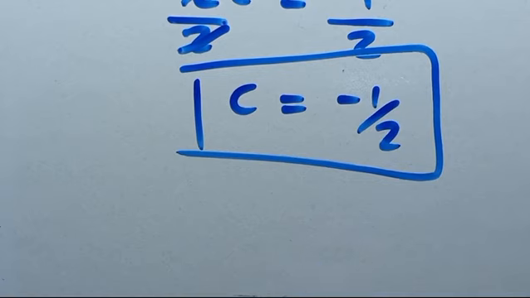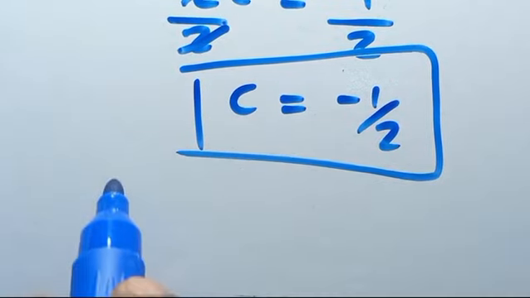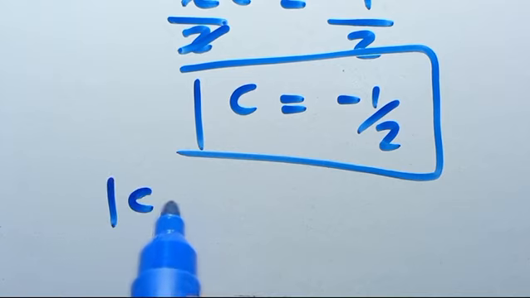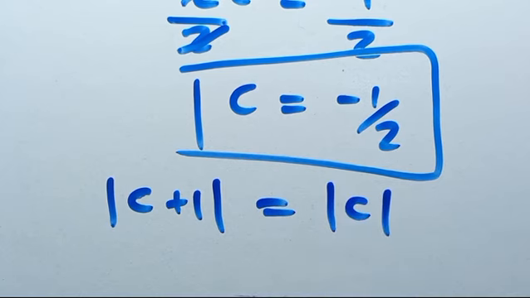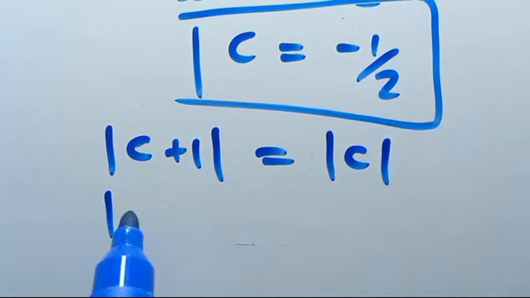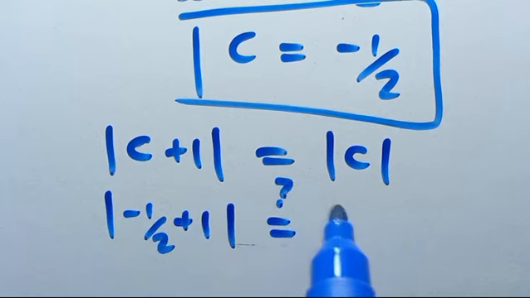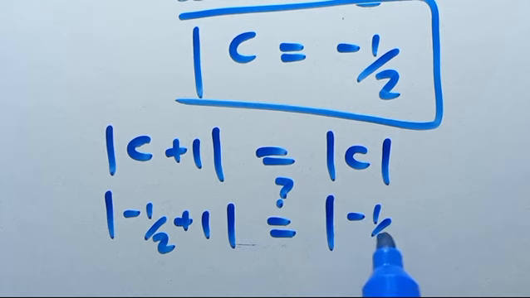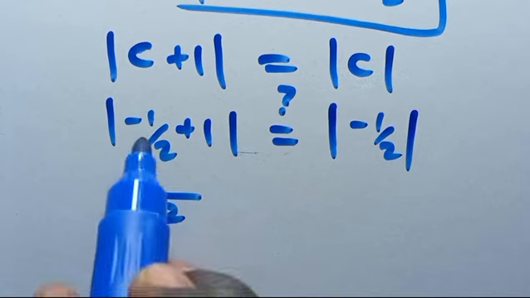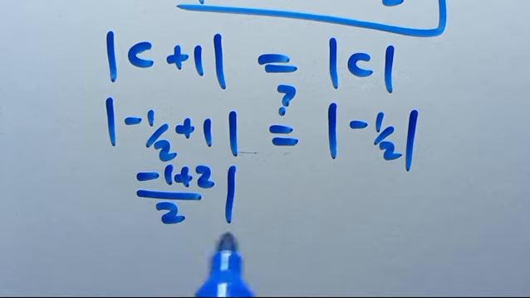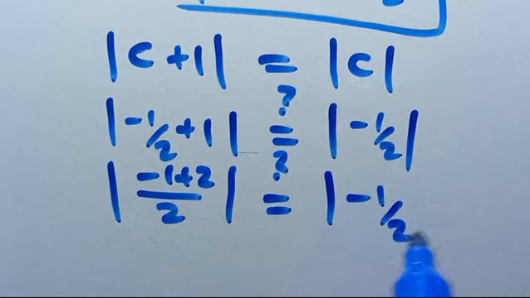So when we substitute, from where we define the problem as the absolute value of C plus 1 equals the absolute value of C, we have the absolute value of minus 1 over 2 plus 1, equals the absolute value of minus 1 over 2. Now, from here, the LCM will be 2. Here will be -1, then +2. The absolute value then is still going to be equal to the absolute value of -1/2.